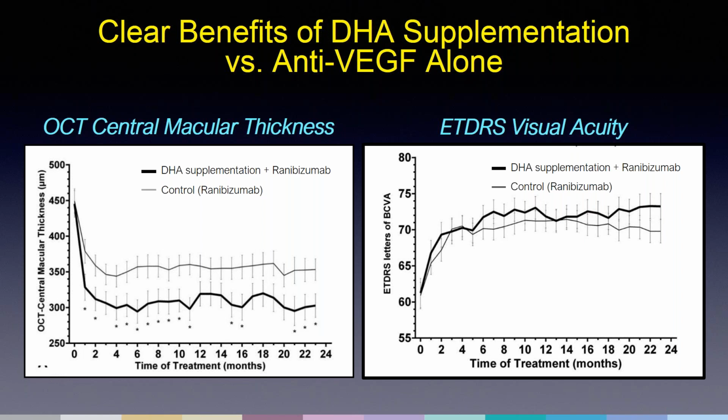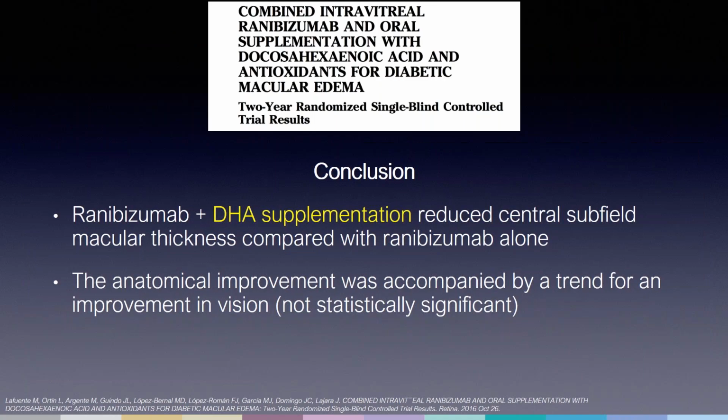the graph to the right. However, the central macular thickness did. So the authors concluded that the ranibizumab plus the DHA supplementation reduced central subfield macular thickness compared with ranibizumab alone, and this was statistically significant. And that the anatomic improvement by OCT was accompanied by a trend for an improvement in vision, although, as I mentioned, this was not statistically significant based on the number of subjects in the study.